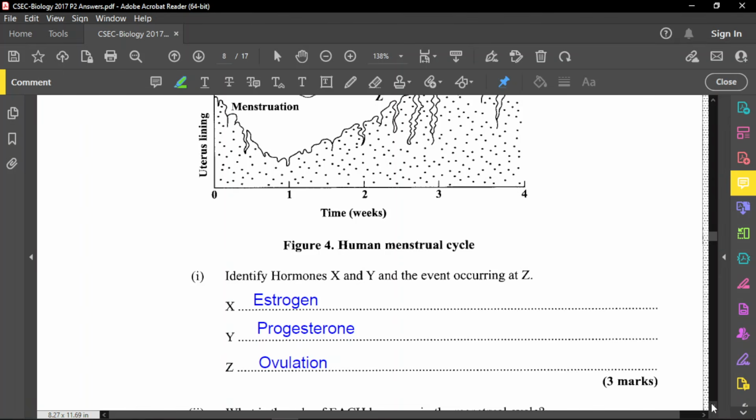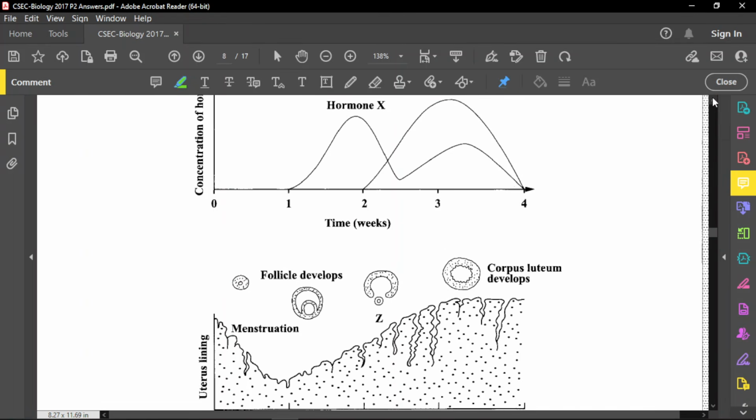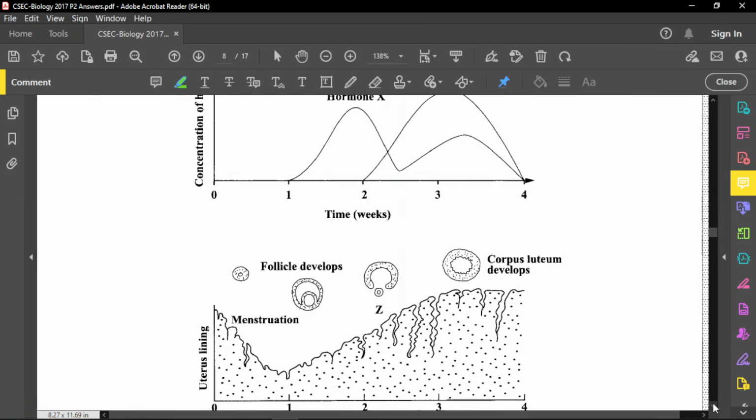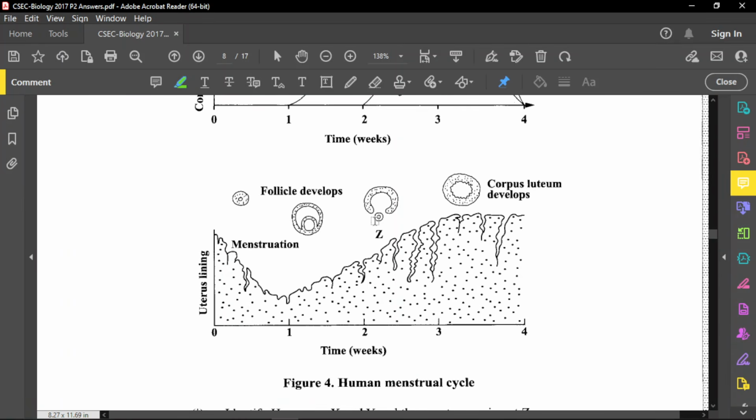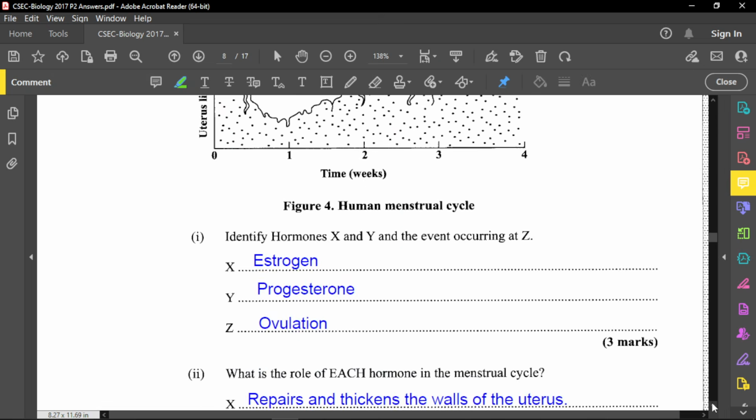All right, let's jump to the question: identify the hormones X and Y and the event occurring at Z. X, which is the first one, is higher in the first part; that is estrogen. And Y is higher in the second half of the cycle; that is progesterone. And the event Z, notice an egg is coming from the follicle, and so that is ovulation. All right, so those are the three answers there: estrogen, progesterone, ovulation.